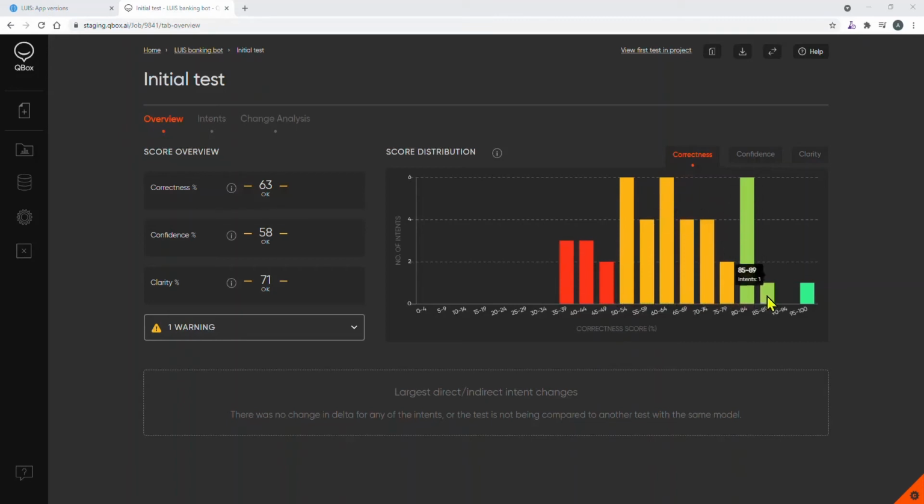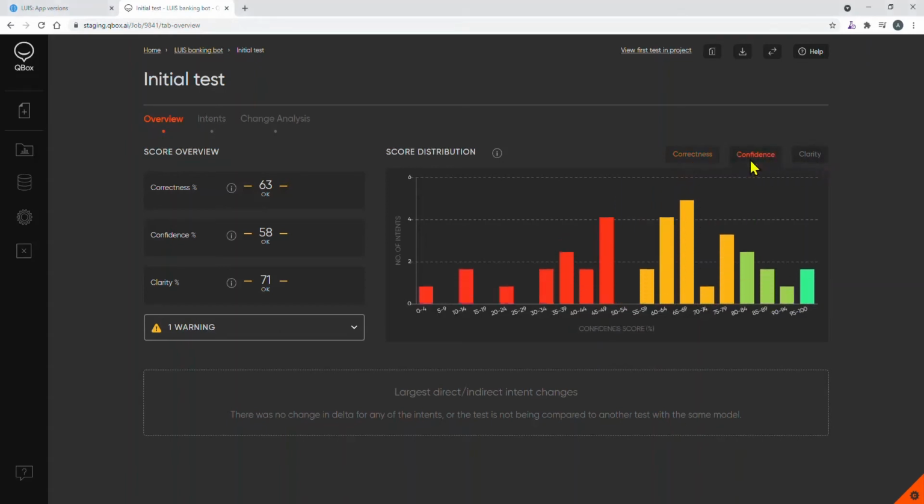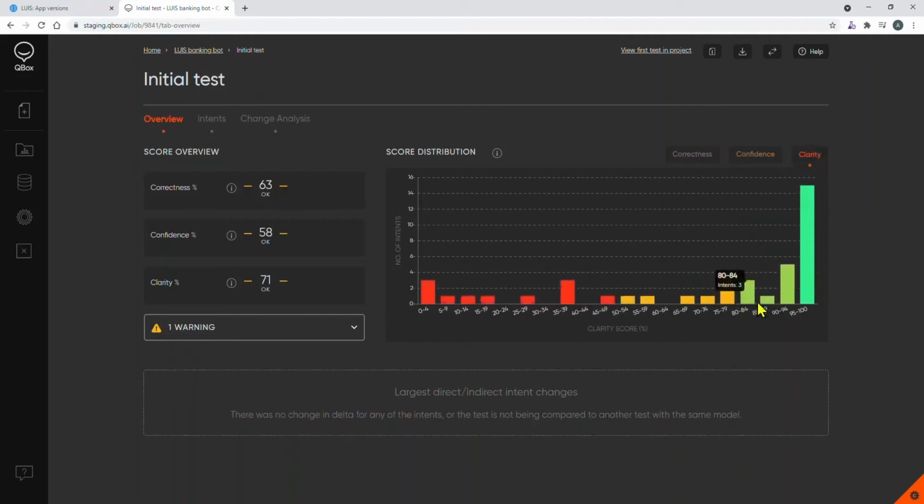And you can also click on the confidence and the clarity tabs to see those distributions as well. So on the confidence graph, we can see a lot more red intents here, indicating low confidence. And on the clarity graph, we can see quite a few in green, indicating good clarity. Ideally, all intents should be more at this end of the graph, in green, meaning their metrics are more than 80%.